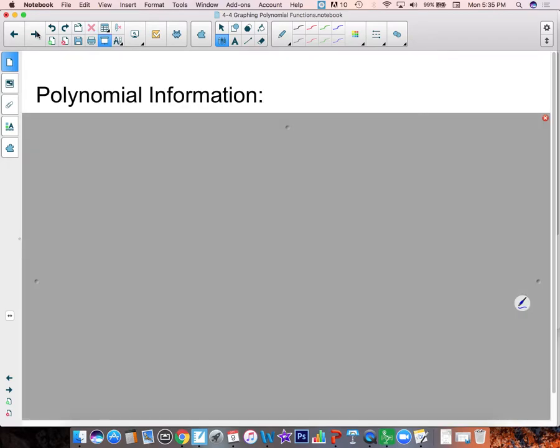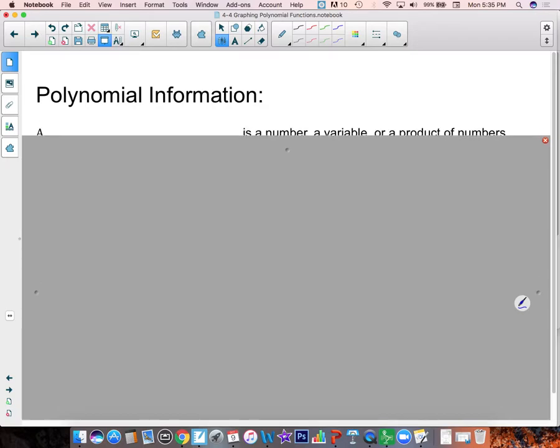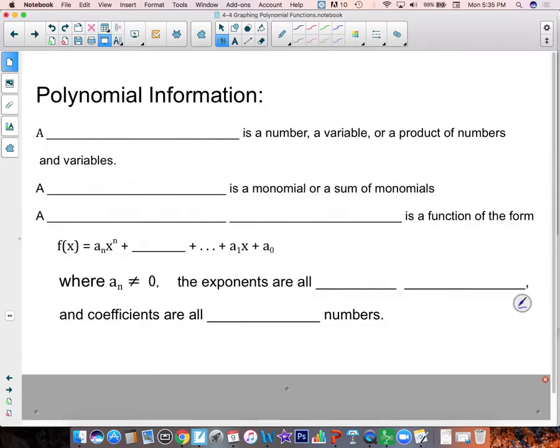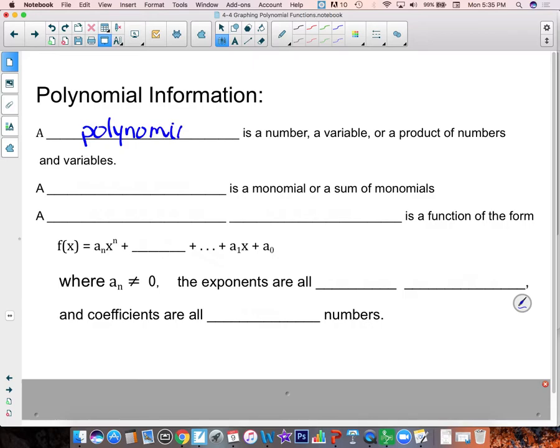All right, at the end of that sheet you had information about polynomials, and you could have already filled in the blanks if you wanted to, because we've done this before in our notes. So, the first one, a polynomial: a polynomial is a number or variable, or a product of numbers and variables. A blank is a monomial or sum of monomials. That would be a term. A term is just a monomial. A single piece of a polynomial is a term.